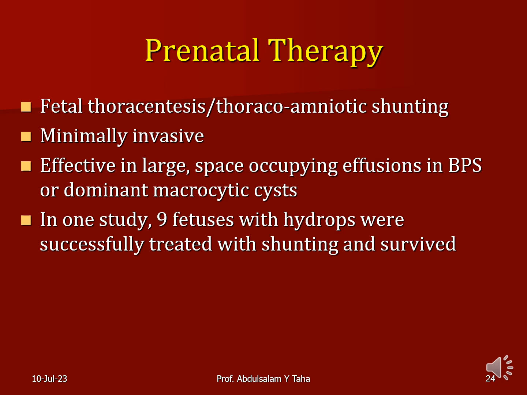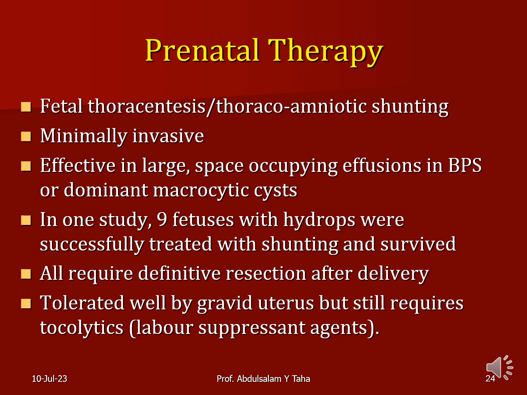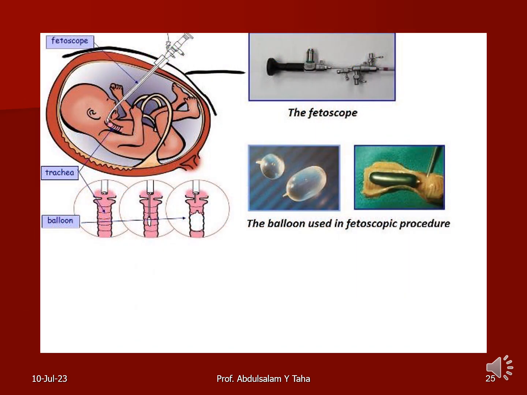In one study, 9 fetuses with hydrops were successfully treated with shunting and survived. All require definitive resection after delivery. The procedure is tolerated well by the gravid uterus, but still requires tocolytic agents, which are the labor suppressant agents. In this picture, we see the fetoscope as well as the balloon used in fetoscopic procedures.